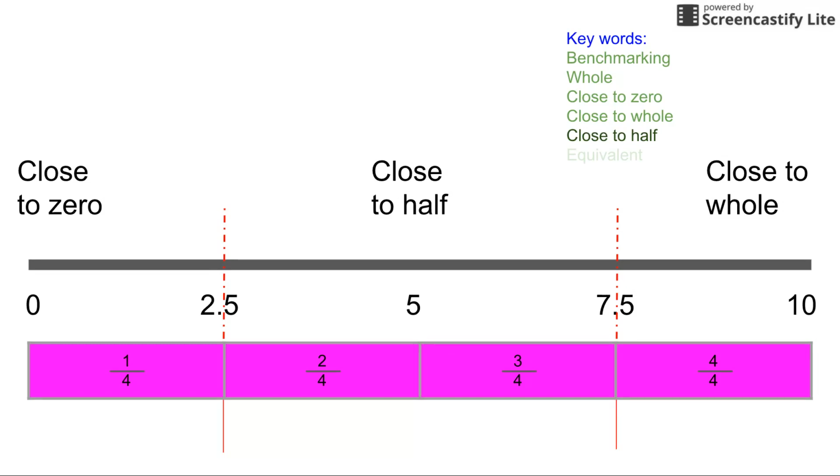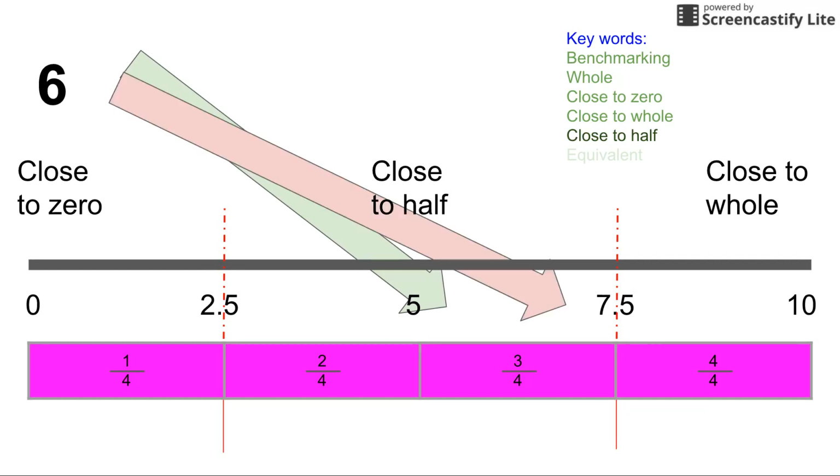Now let's use an example for benchmarking. If we select number 6, we can use benchmarking to see whether it is close to 0, close to half, or close to a whole. While we might not know exactly where it might sit on the number line, we can use benchmarking to improve our estimation. We know that 6 is greater than half of 10, our whole, so it is somewhere greater than 5. Thanks to dividing our whole into quarters, we can also see that 6 is less than 3 quarters, therefore it is less than 7.5.